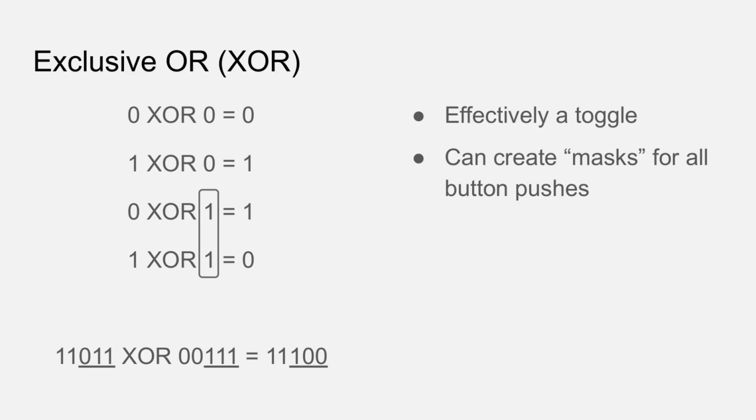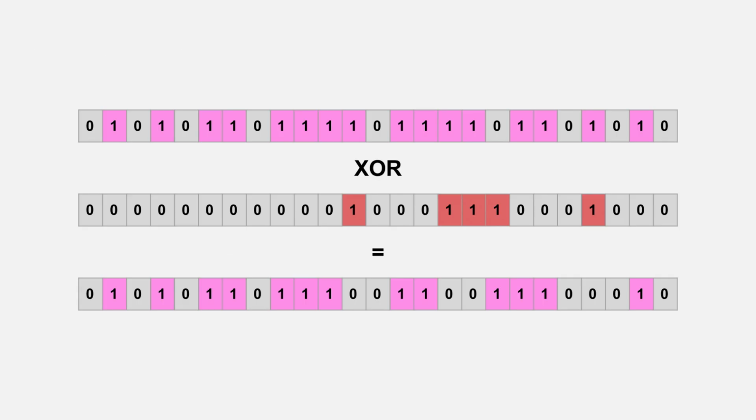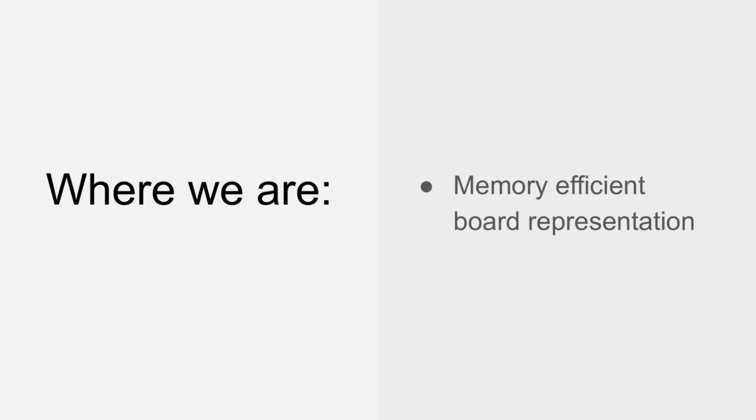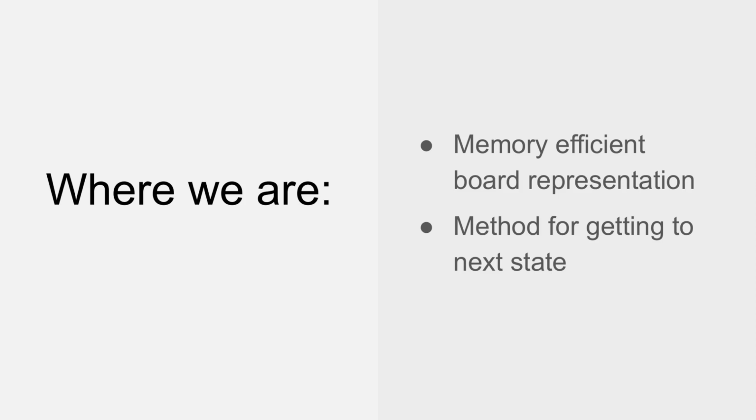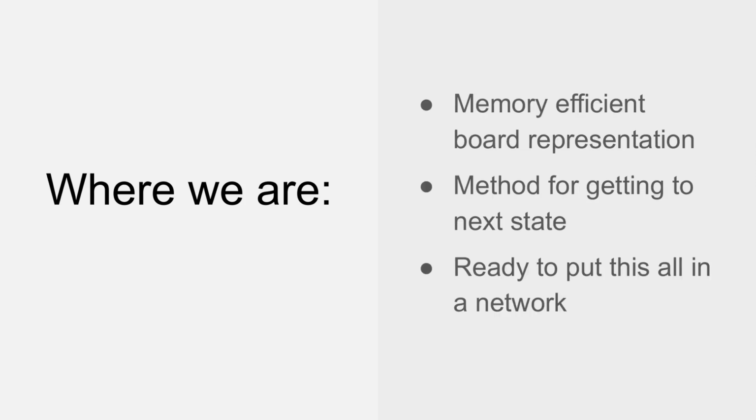So we can create a mask to simulate the effect of each button press. Then, if we XOR our current state against that mask, we'll get the new state after the button press. This is what our button press from earlier would look like through this process. So now we have a memory-efficient way to represent our game states. We have a process for moving between states. Now, we are ready to put all of this into a network graph.